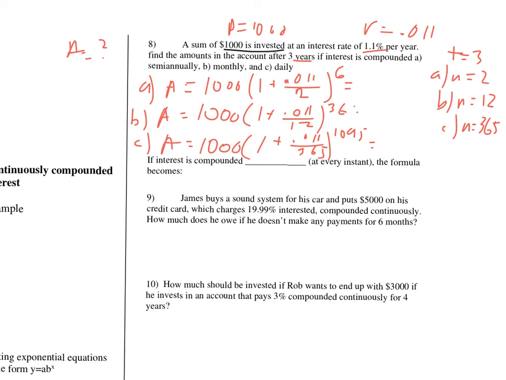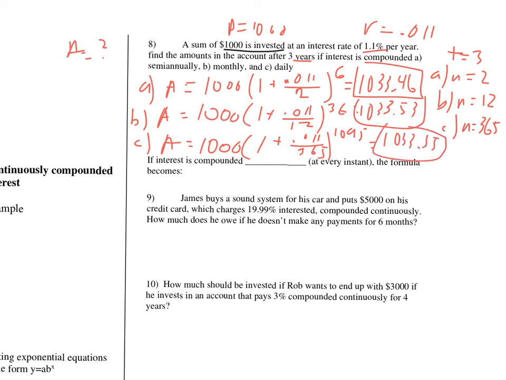All right, so what we get here is for the first one, I got 1033.46. The second one, I got 1033.53. The third one, I got 1033.55. So all these answers are very similar, and that's what I kind of wanted to show here: when you compound a different amount of times per year, the answers do change, but especially at a low interest rate like this, they change very little.